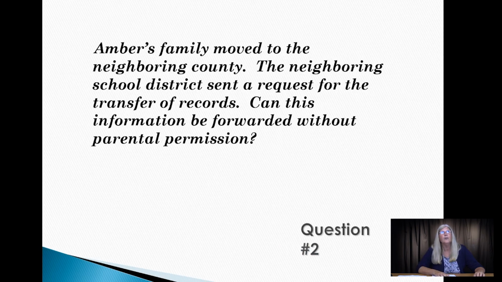Our second scenario is Amber's family moved to the neighboring county. The neighboring school district sent a request for the transfer of records. Can this information be forwarded without parental permission? Please pause your video while you have your discussion.